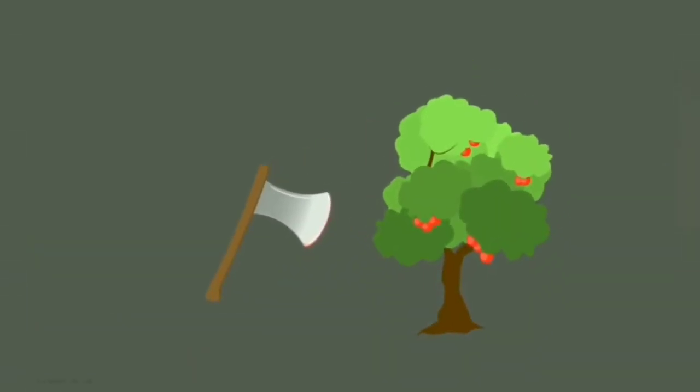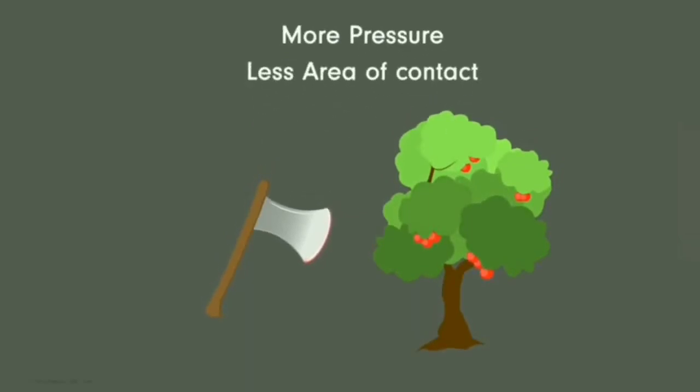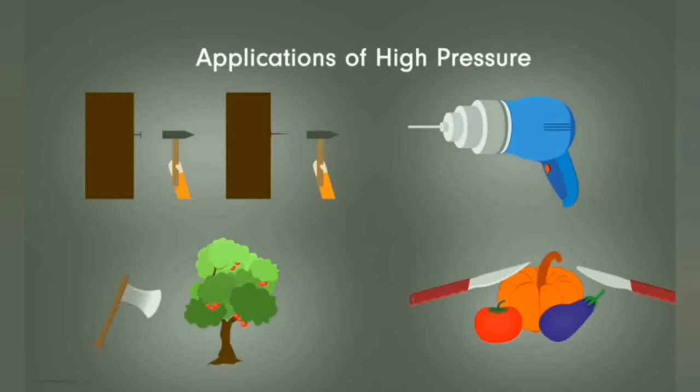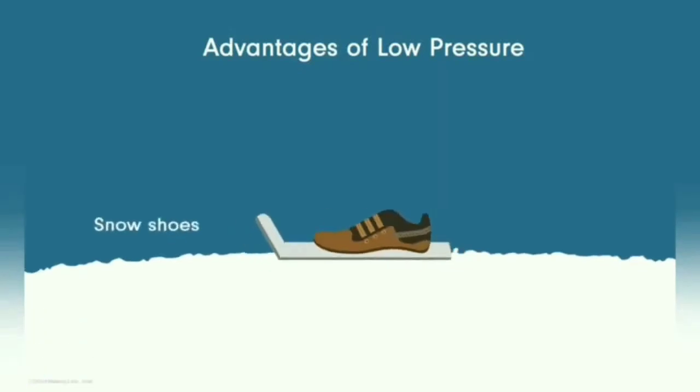This tool used to cut the trees or wood also have sharp cutting edges instead of placid ones. It increases the pressure and impact of force. The examples that we have discussed so far are applications of high pressure. But there are some situations or applications where we require low pressure. Let us now see some advantages of low pressure.